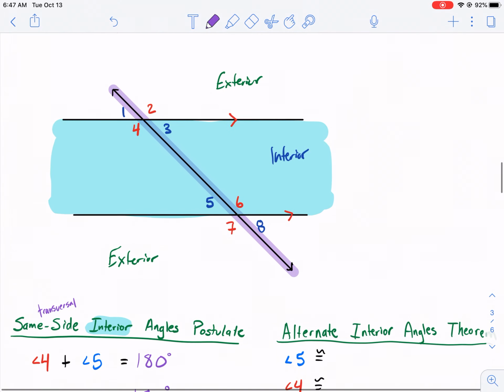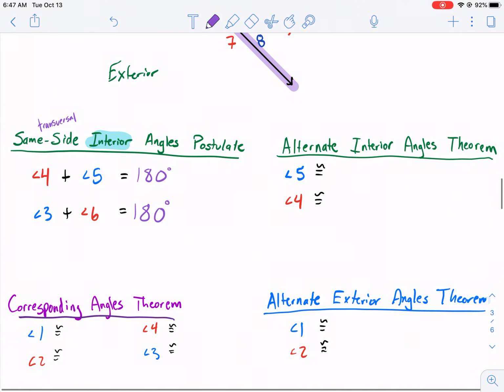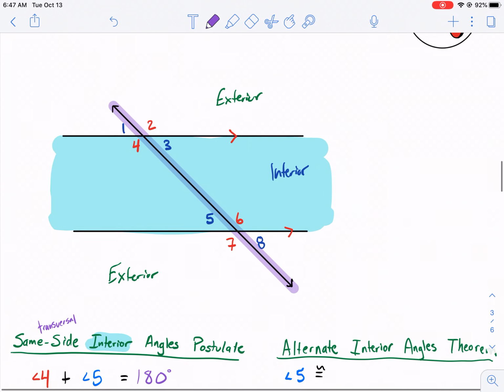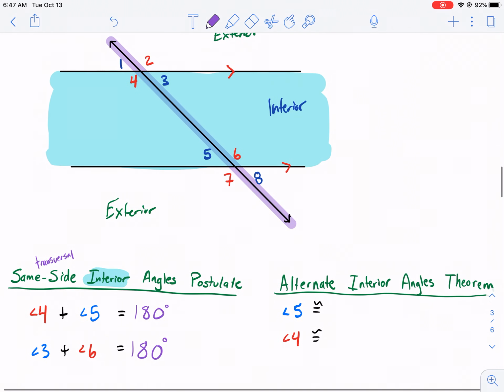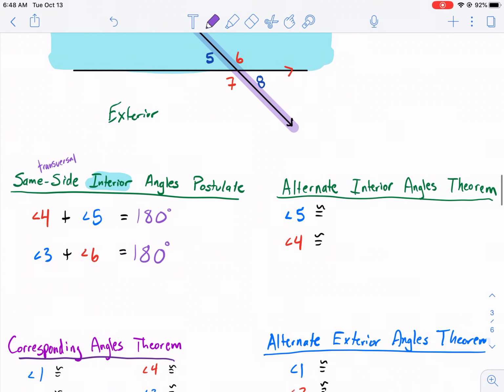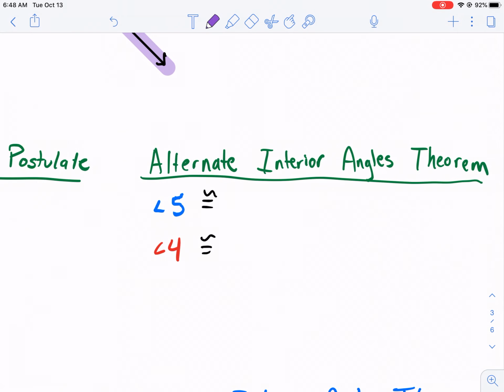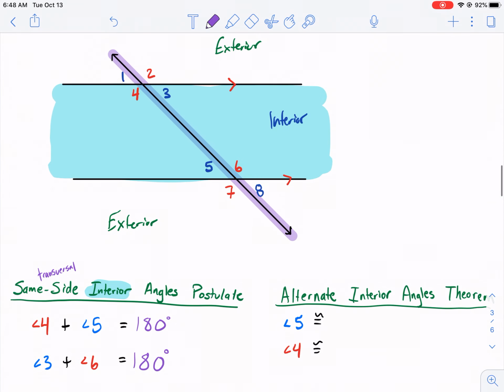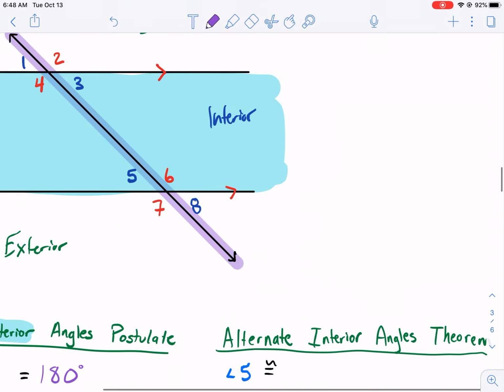I'm going to go through all these postulates and theorems real fast, and then you will see that we're going to apply it after we talk about it. So alternate interior angles theorem. Again, alternate interior. So they're on opposite sides of this transversal. So if we're talking about here, then we're talking about the other side. But we're not talking about, for example, 5 and 6, because those are supplementary angles. That's its own relationship, so we're not going to intrude on that relationship.